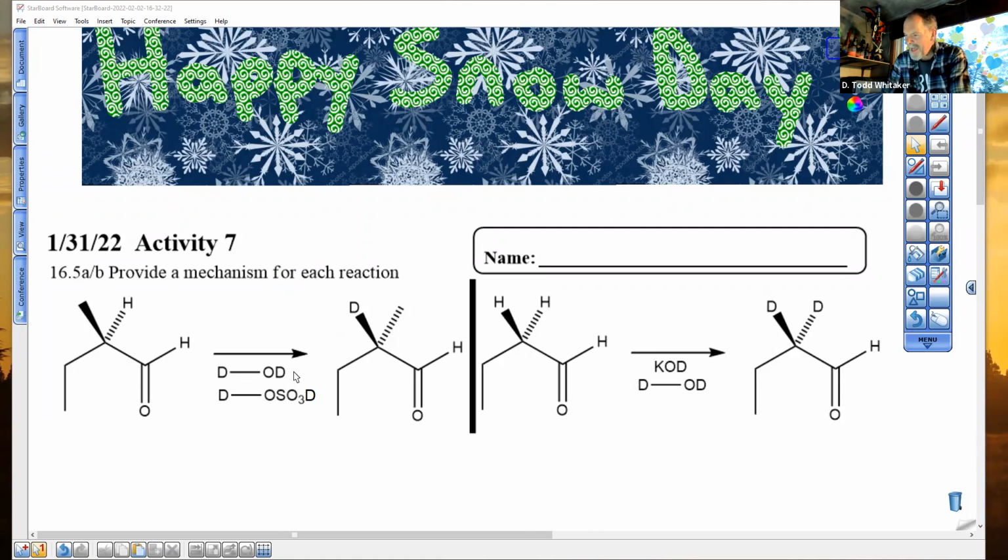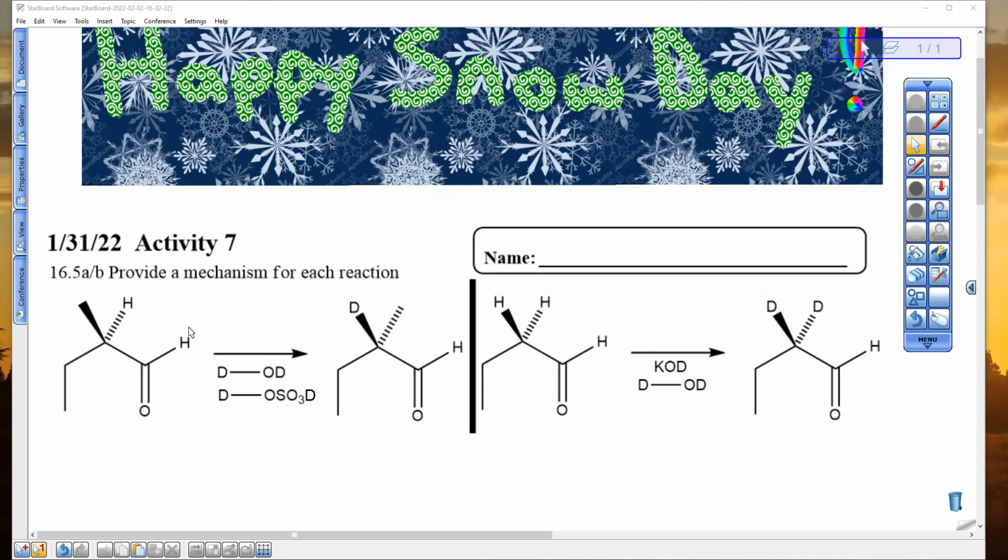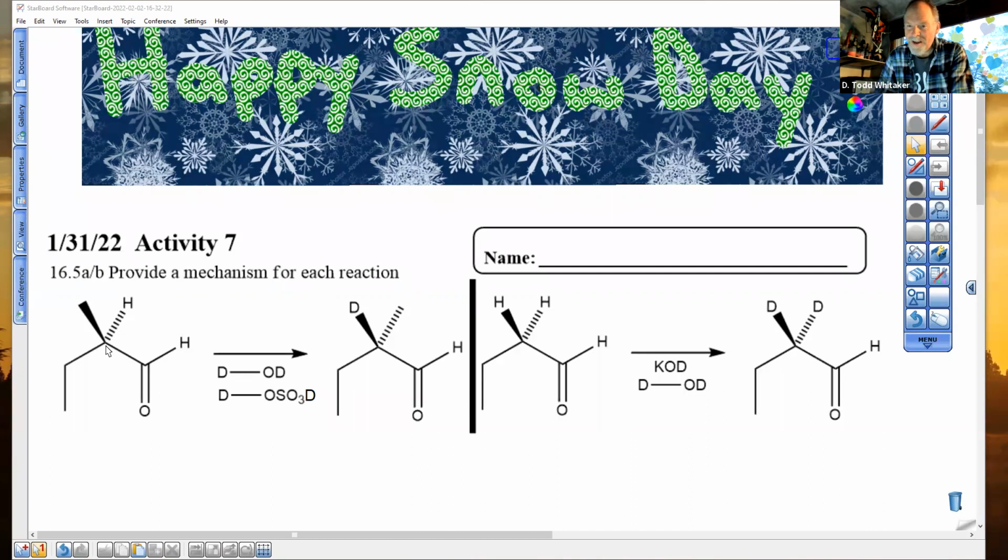When you see an acid catalyzed mechanism and you need to do a reaction at the alpha position, you have to remember this one fact. You need to do the keto-enol tautomerization first.